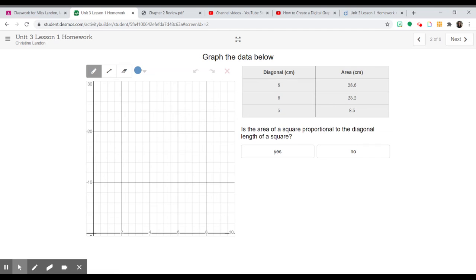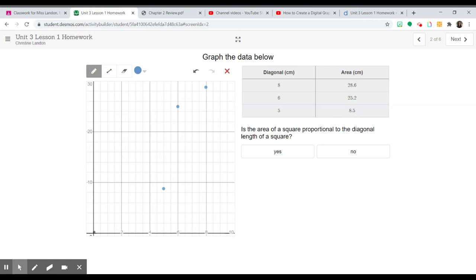Graph the data below. So I have a diagonal to the area. I'm going to come over to 8. My area is 28.6. So what am I counting by here? 2, 4, 6, 8, 10. I'm counting by 2s. So that means I have 30 and 28.6, maybe somewhere around here. 6 to 20, 22, 24, 25 might be about here. And then 2 directly in between here, 5. I'm going to go 2, 4, 6, 8.5 might be here. So I can see those points.